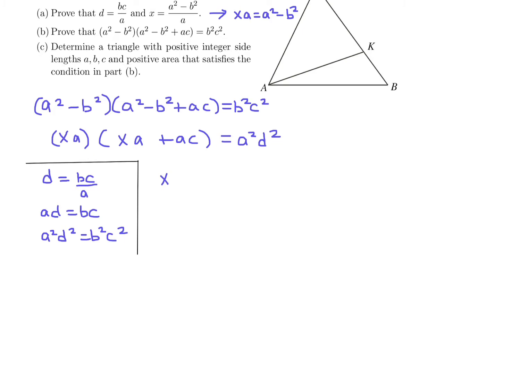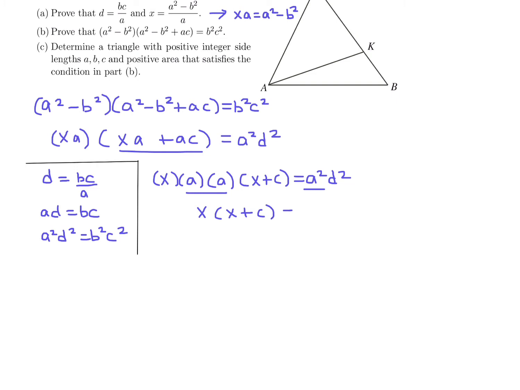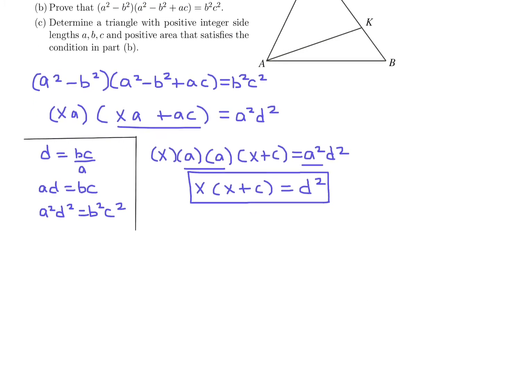So now let's do a little bit of factoring here. If I factor out the A from this guy, I get an A, and then in the brackets I just get x plus c, and that's equal to a squared d squared. Well, this is a squared and this is a squared, so those cancel. So all I am left with is just x times x plus c is equal to d squared. If I can prove that, I have pretty much proven this. So I will concentrate on trying to prove this right here, because that is the equivalent, and we have already proven these two. So let's go. Let's proceed with this question.